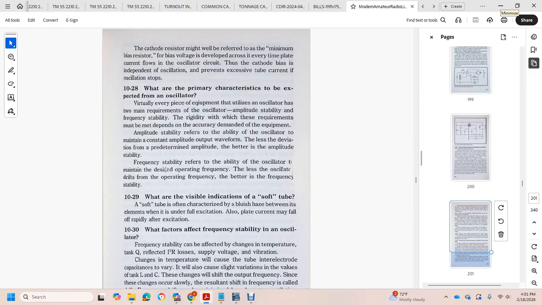1029. What are the visual indications of a soft tube? The soft tube is characterized by a bluish haze between the elements under full excitation, and also plate current that may fall off rapidly after excitation.